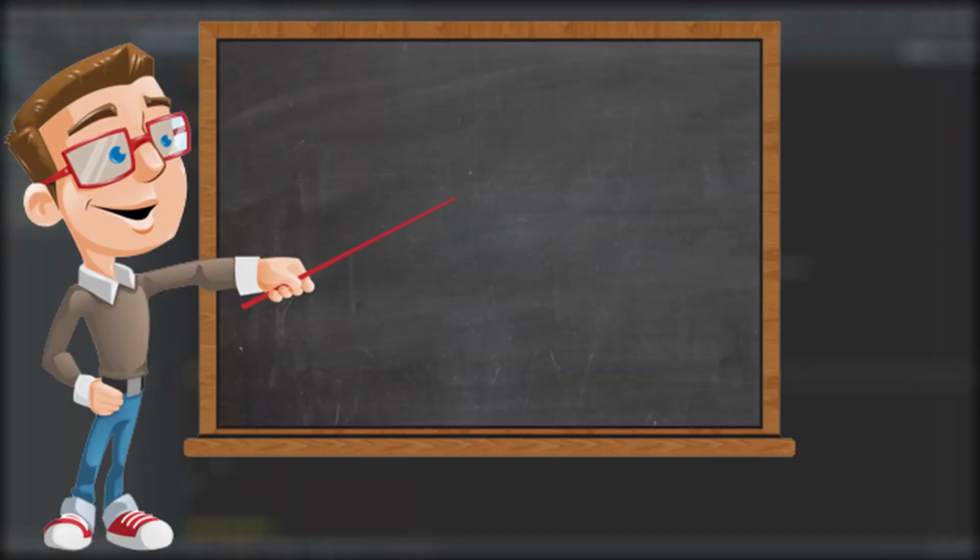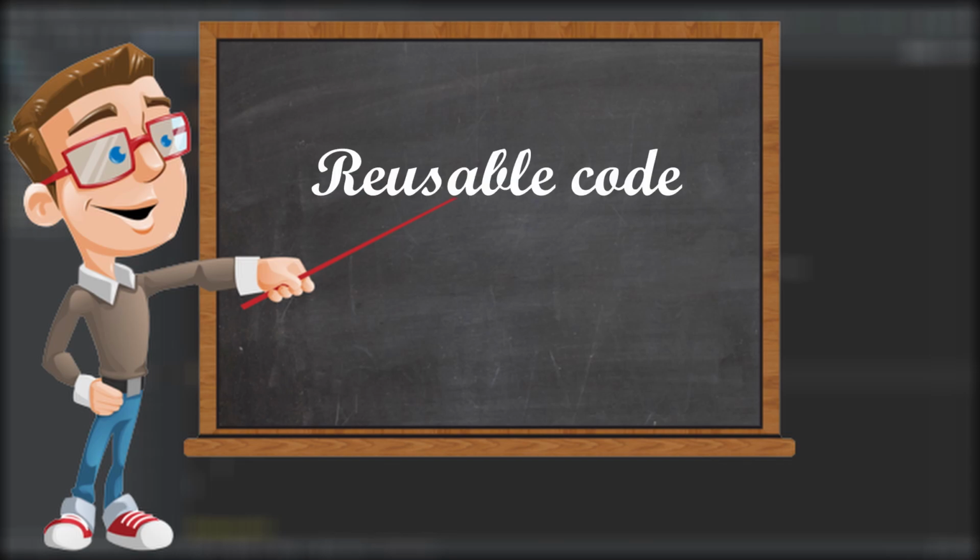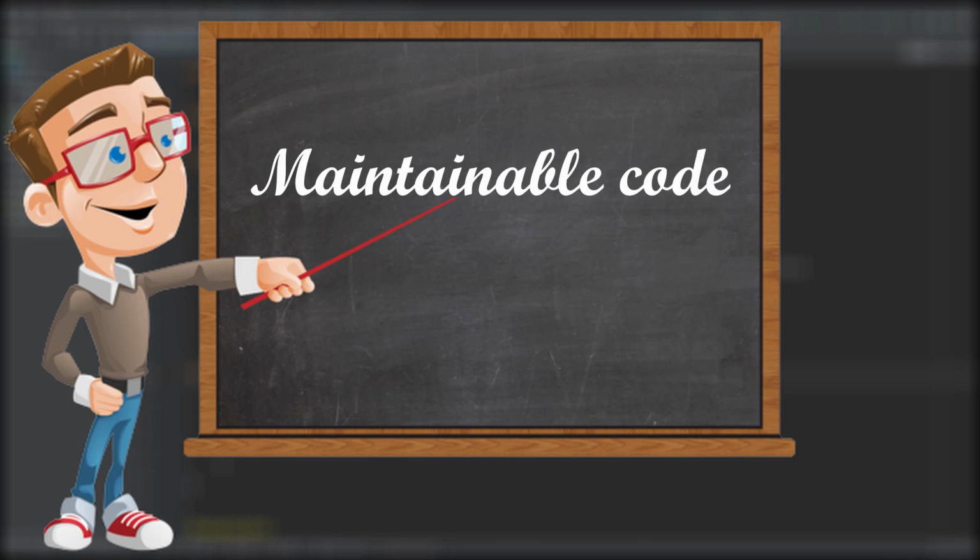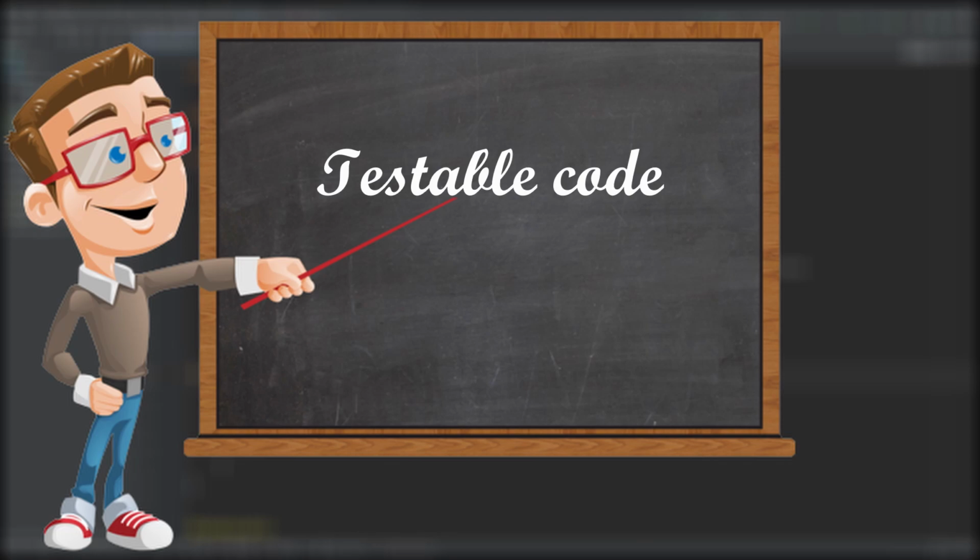The benefits of using the dependency injection pattern: we will have reusable code, which means that we can use a different part of the code in a different section of our project. Easily refactoring the code, so our code can be maintainable. And the last one is the ease of testing our code, so our code will be testable.